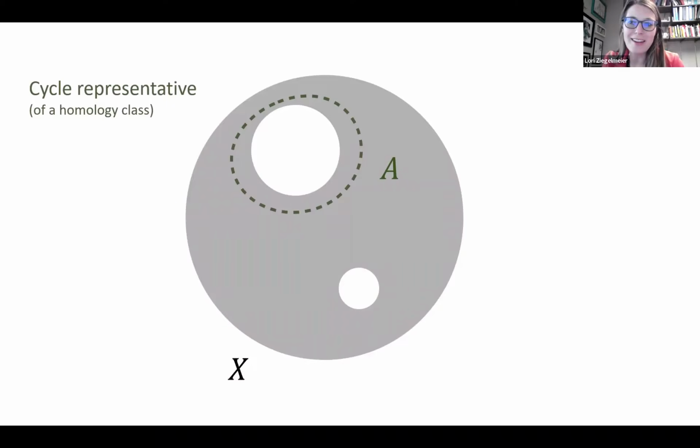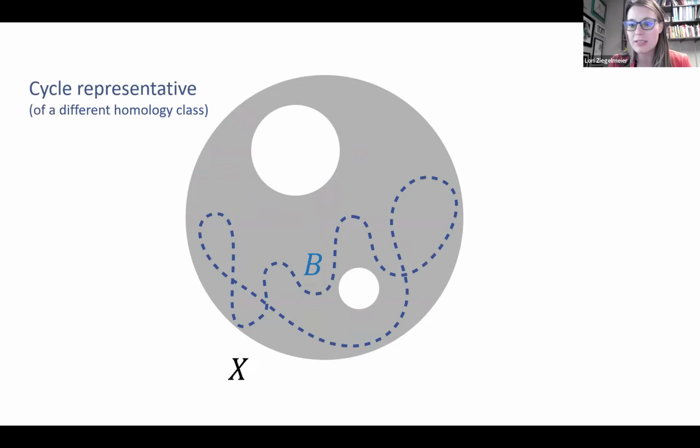In this talk, I'll try to use the term cycle representative instead of generator, because generator has been used in a few different ways in different contexts, but if I do accidentally say generator, I mean cycle representative. Okay, so here's one cycle representative enclosing that hole. Now, here's a different cycle representative of a different homology class. And you might say, well, that one seems more complicated somehow. But it's a perfectly good cycle representative.